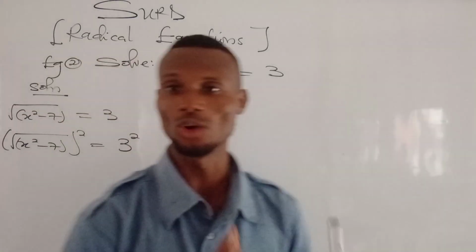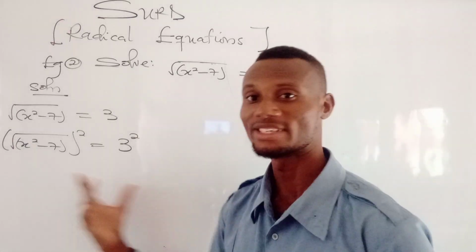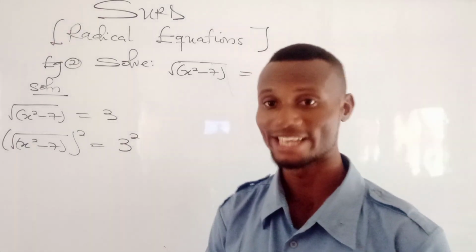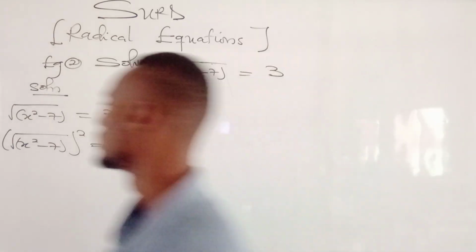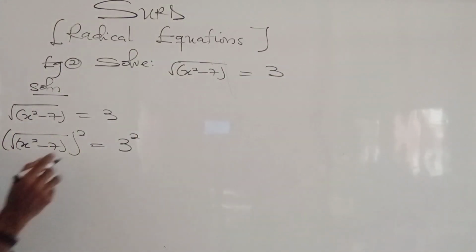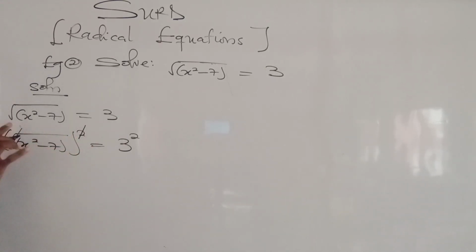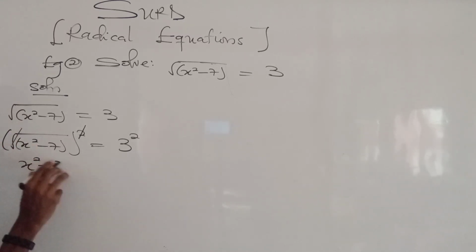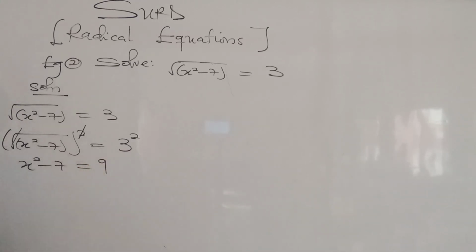I hope you understand and you agree with me up to this point. All that we did is to square both sides of the equation so that we can eliminate the square root sign, so it becomes simple for us to solve further. This power 2 will cancel the square root sign away. So we are left with s squared minus 7 is equal to, now 3 squared is 9, so you write your 9. Now what you have to do is to just group like terms.